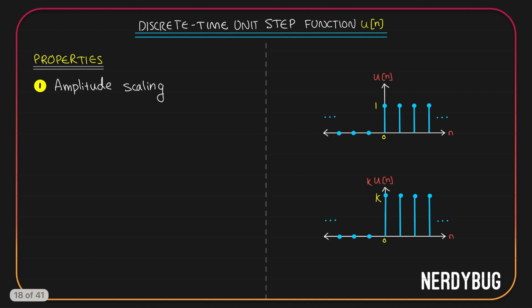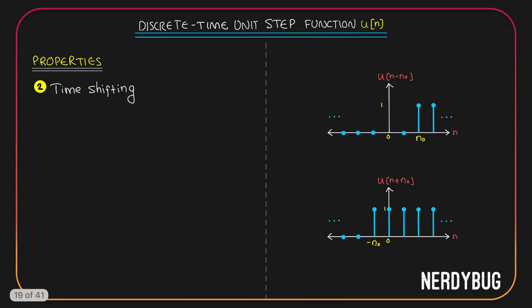Let's do some properties. The first property is amplitude scaling, which is pretty easy since u of n has 1 after 0. K u of n will have k after 0. Mathematically, we can write k u of n is going to be equal to k if n is greater than or equal to 0, and 0 if n is less than 0.